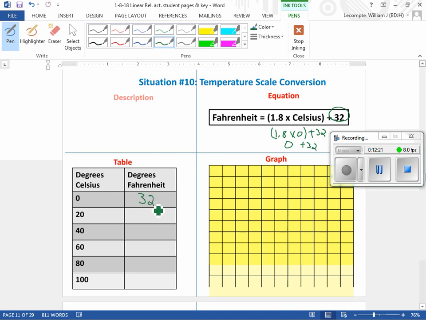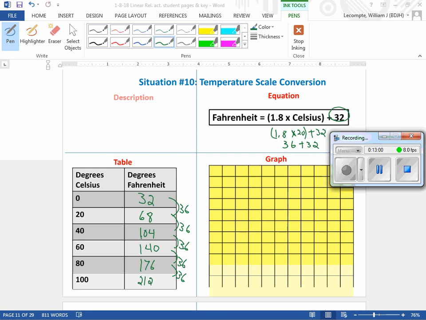So when Celsius is 20, we're going to change the 0 to 20. We're going to multiply that out, and we get 36 here plus 32, and that gives us 68. So our difference is that every time we're going up 36. So 36, 36, 36, 36. So all right, we'll fill those in, and now we're just moving up 20 every time here. 20, 20, 20, 20, and 20.